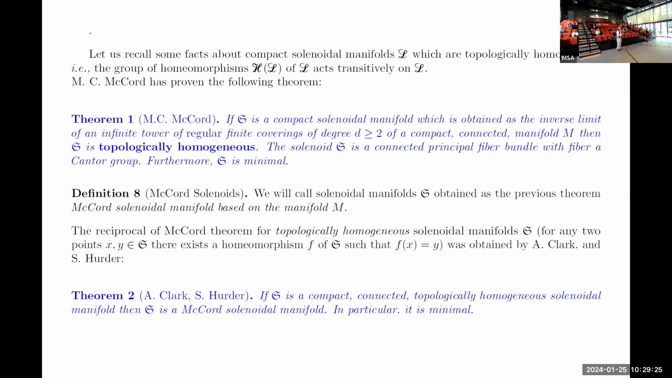Then sigma is actually the same as an infinite tower of coverings. In particular, something very interesting: it is minimal. All these are examples of minimal dynamical systems, like the solenoidal lamination, the infinite tower of coverings. So the McCord solenoid is the universal solenoid of the manifold, and this is a beautiful theorem and its converse.